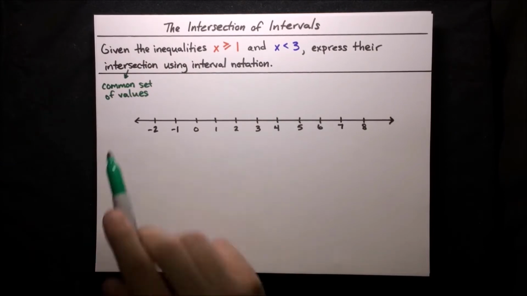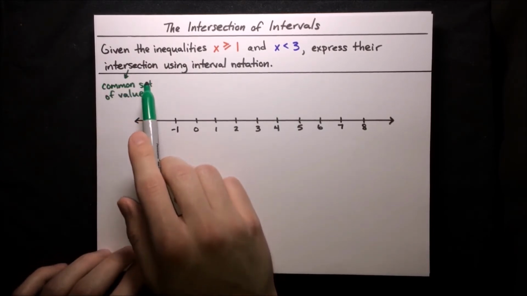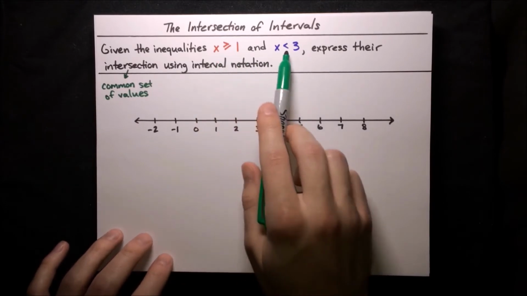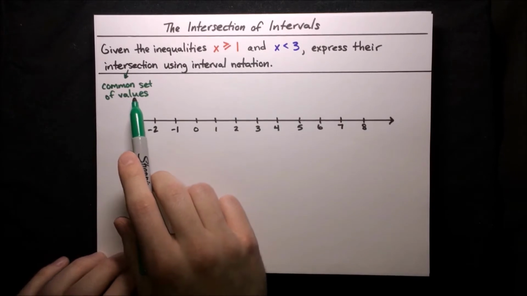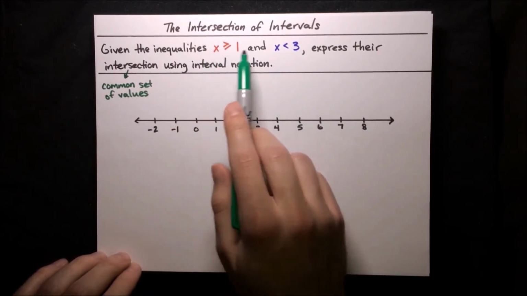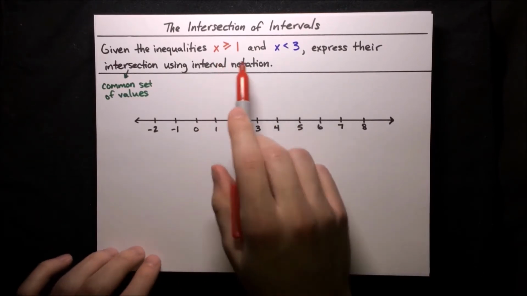Now, when you see the word intersection, you might think of two curves on a graph and the intersection being where they cross on the graph. And really, this is just the same idea here, just in the context of single variable inequalities. When two curves intersect on a graph, that's where they share the same point, meaning that they have the same value at that point. And here it's the same idea. Our intersection is just the common set of values for x in both of these inequalities. It's just going to be where these two graphs overlap.